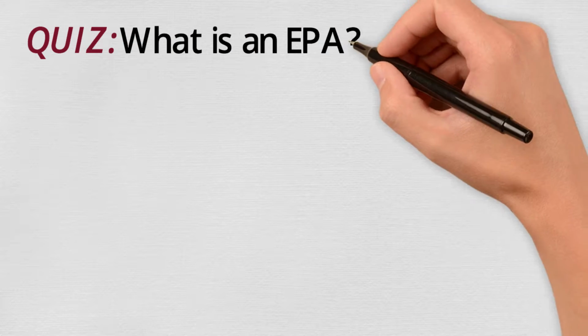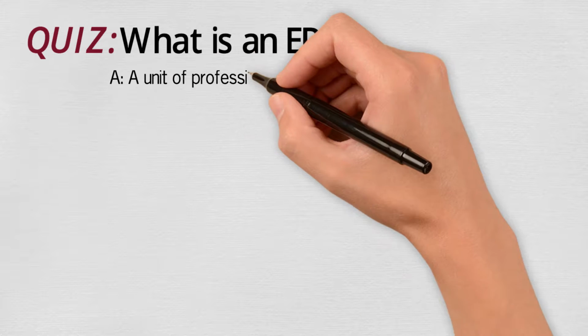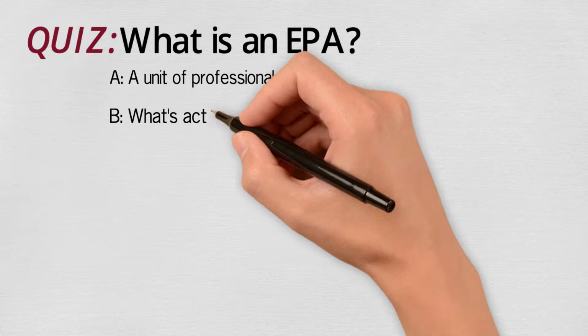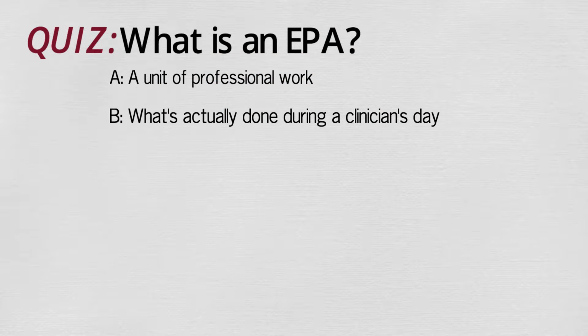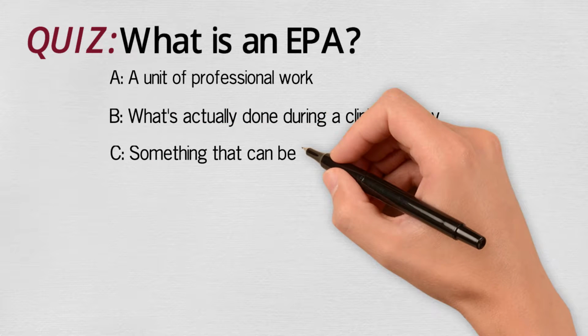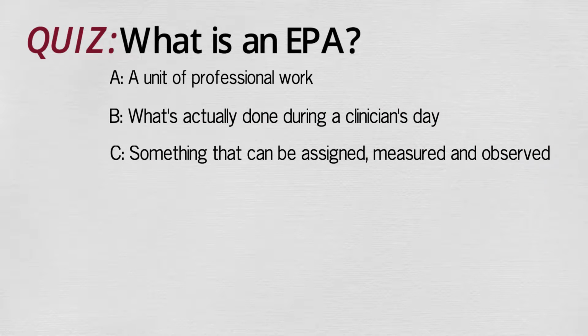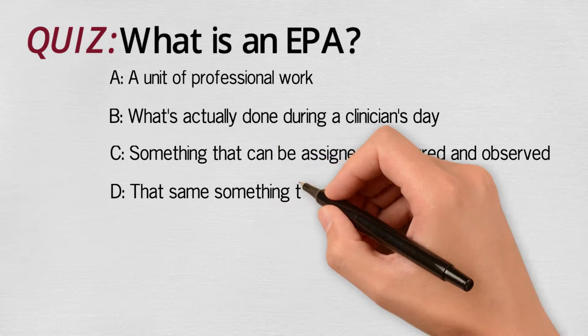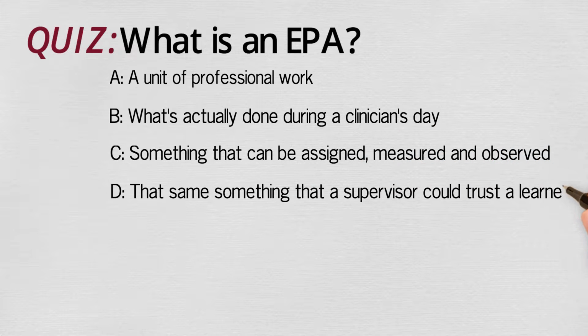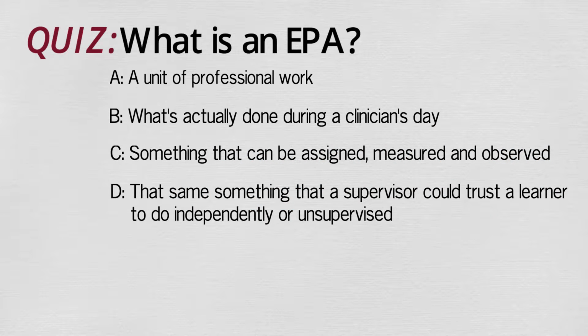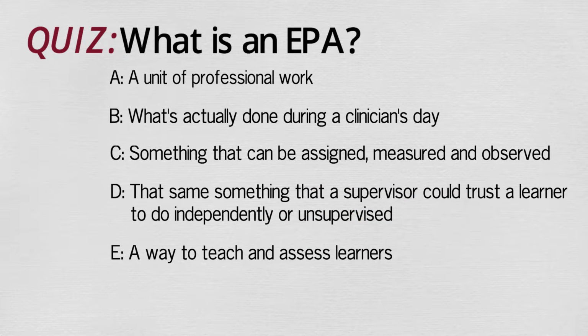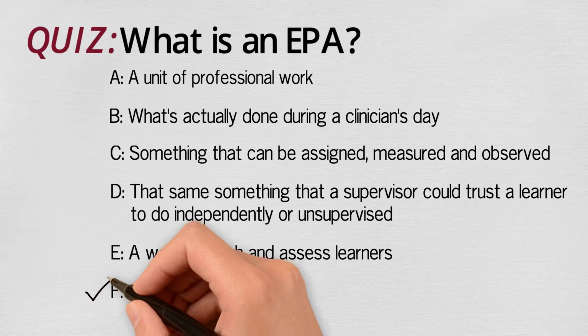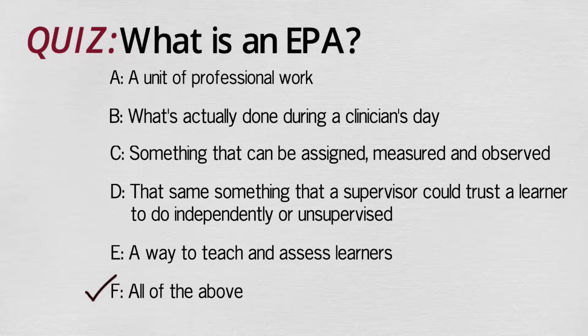Consider this multiple choice question. What is an EPA? A, a unit of professional work. B, what's actually done during the clinician's day. C, something that can be assigned, measured, and observed. D, that same something that a supervisor could trust a learner to do independently or unsupervised. E, a way to teach and assess learners. F, all of the above. In fact, each of these describes an EPA.